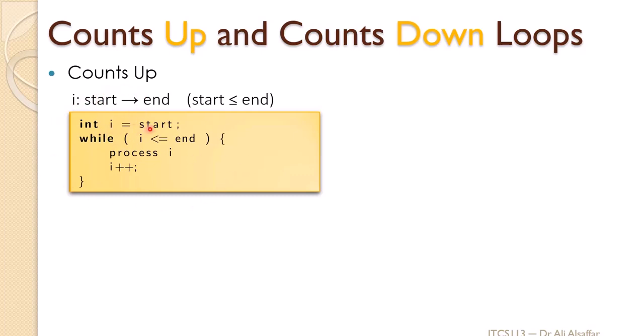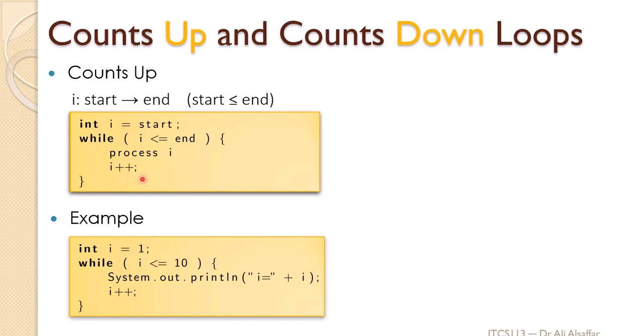You define your variable and put the initial value for start. Now for the condition, since the start is always less than or equal to end, you write I less than or equal to end. And inside the loop, the update will be I plus plus because you are counting up, going from a small number to a larger number.